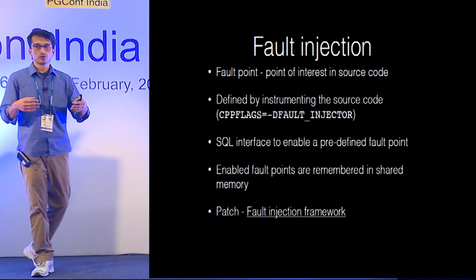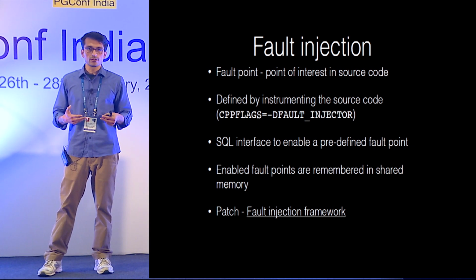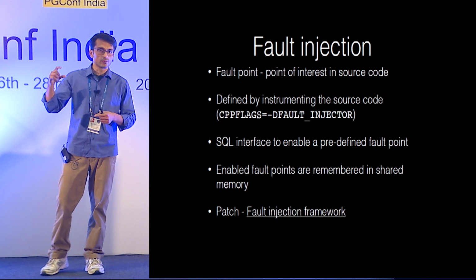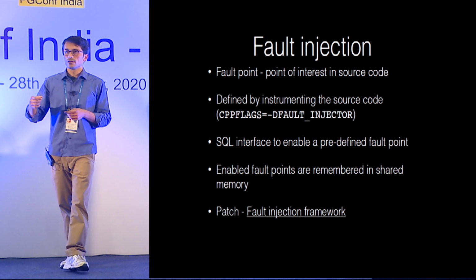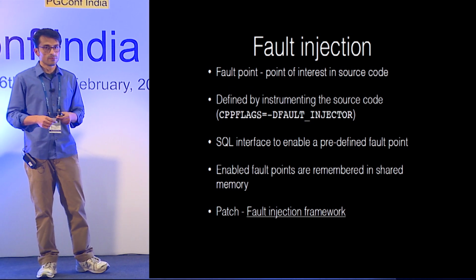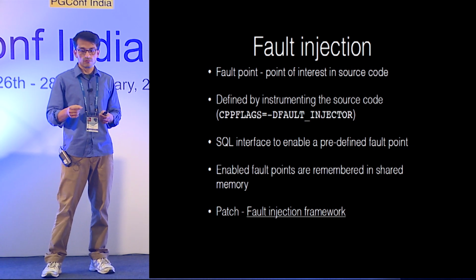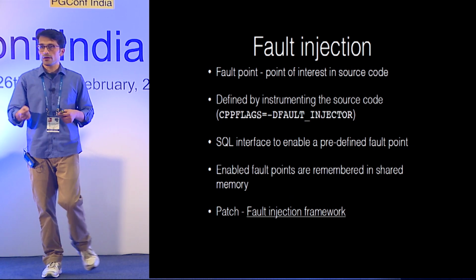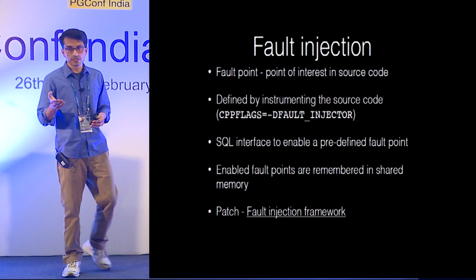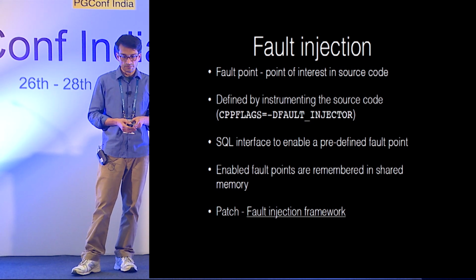So in order to create a test case using fault injectors, you need two things. You need to modify the source code and define the fault point, and you need to write a SQL statement that will enable the fault point. And the enabling of the fault point can happen using any of the existing test frameworks, which is pg_regress, isolation, or TAP.